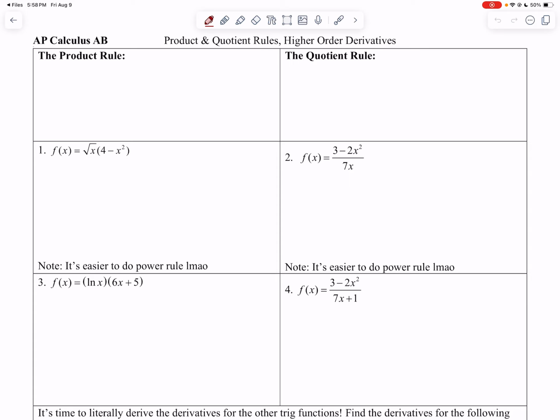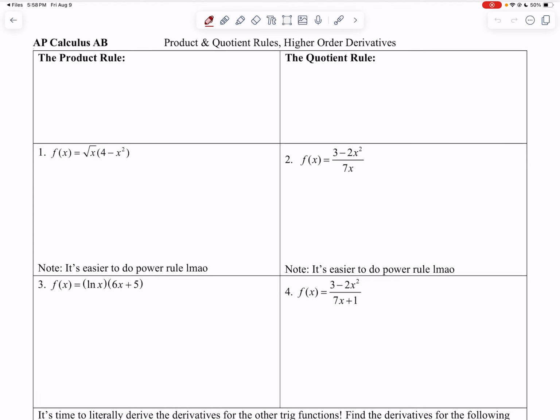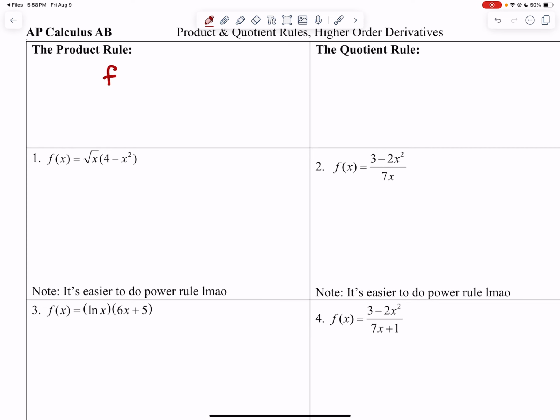So let's say that you are given two functions. Let's say that you're given f of x and g of x, and they're being multiplied together. Let's call this h of x. And let's say that we wanted to take the derivative of this.